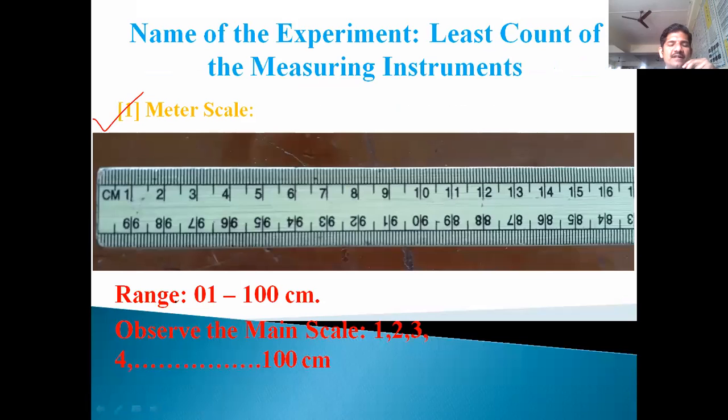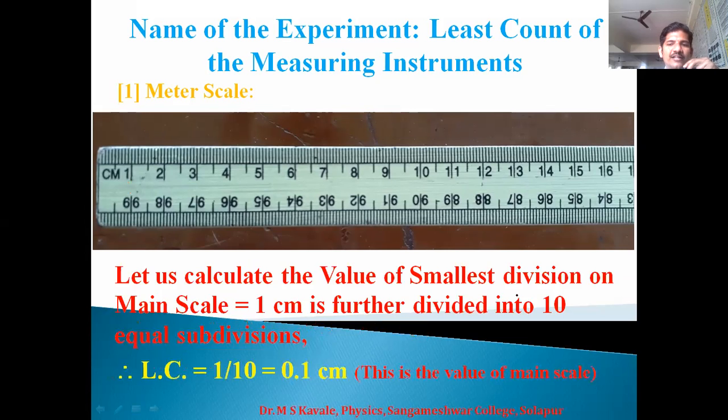So first, here range of meter scale is 1 to 100 centimeter. It means we can measure 1 centimeter up to 100 centimeter length. Now observe the main scale, that is 1, 2, 3, 4 up to 100 centimeter. After this observation, now let us calculate the value of smallest division on main scale. Here 1 centimeter is there, that is from 0 to 1 or 1 to 2 or 2 to 3, etc.